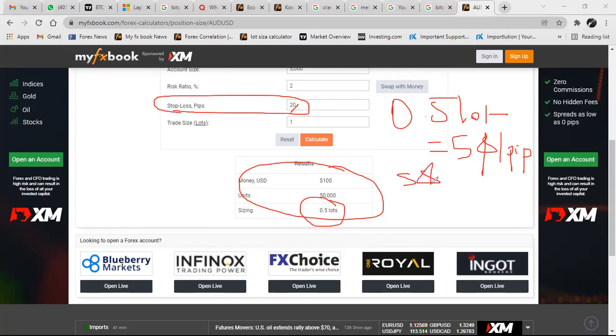So if it is $5, it's the same as 1 pip. What about 20 pips? So you will see your risk will be $100. And this is where the money that you will be risking will be $100. What units will you be using? For that trade, you will be entering units of 50,000 units.